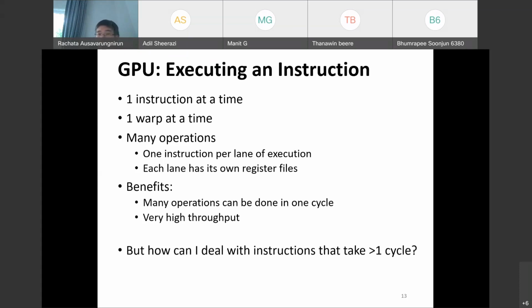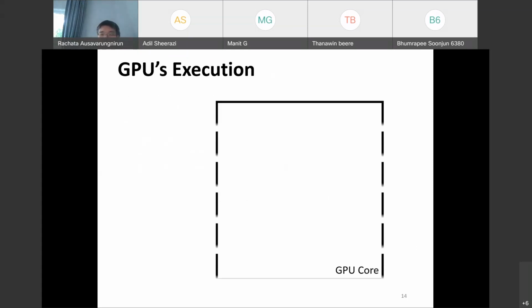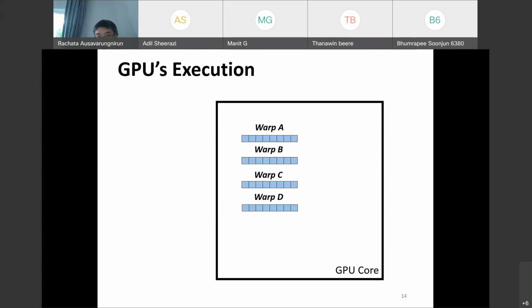I wouldn't have a question, right? Okay, what if an instruction takes more than one cycle? What do we do? This is where fine-grained multi-threading comes in. So I'm going to have a picture of the GPU core. Right? With me so far? Basically, a GPU core would have a thread block, as I said earlier.